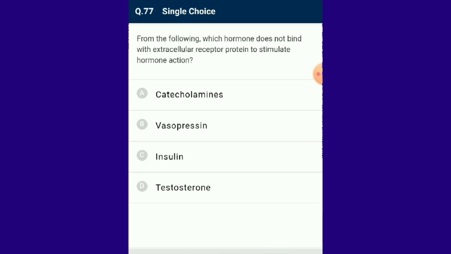Question number 77. From the following, which hormone does not bind with extracellular receptor protein to stimulate hormone action? Answer is option D, testosterone. All the hormones synthesized and secreted by adrenal cortex and the gonads are derived from cholesterol, steroid derivatives. Other hormones generally are either peptide or amine or iodine derivatives. The steroid hormones can pass through the plasma membrane as they are fat soluble, but the peptide derivative hormones, being fat insoluble, cannot do so. Hence, they are required to bind with the membrane receptors and in turn they produce a secondary messenger inside the cell, and this is how they work. So the answer is option D.